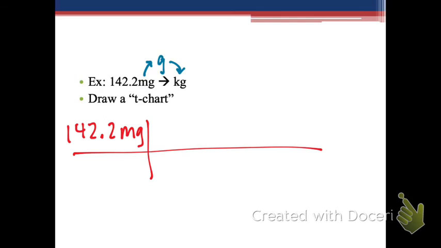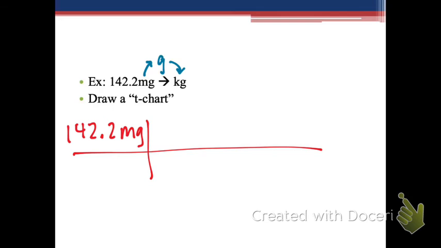Okay, so here's how a T-chart works. We need to think of it as a series of fractions that are being multiplied together. Okay, a series of fractions that are being multiplied. And if I have something in the numerator and in the denominator of a fraction that are the same, what happens to them? They cancel each other out. And so that's what we're going to try to do with our units. We're going to try to cancel our units out so that we can get to the desired unit.